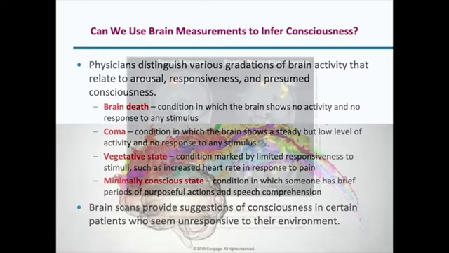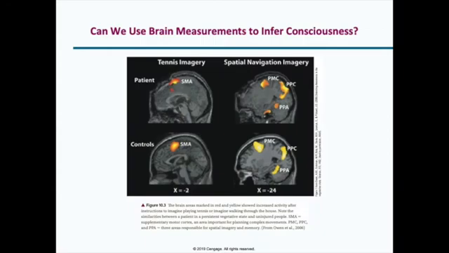Slide 11. And here's a demonstration of brain images of a patient versus a control, and the patient in this instance is in a vegetative state. We can see when we ask them to imagine things, like tennis or some kind of spatial navigation, their brain replicates the activity of somebody who is not in a vegetative state. So in this instance, even though the patient is vegetative, their brain is reacting in the same way as somebody who is not in a vegetative state.